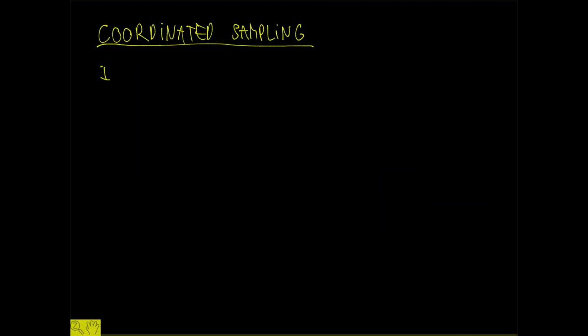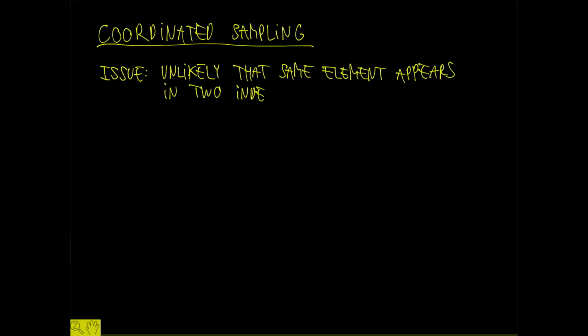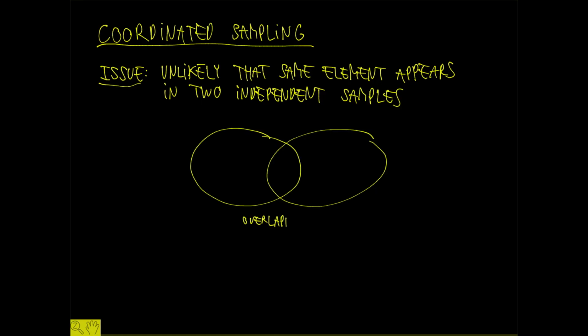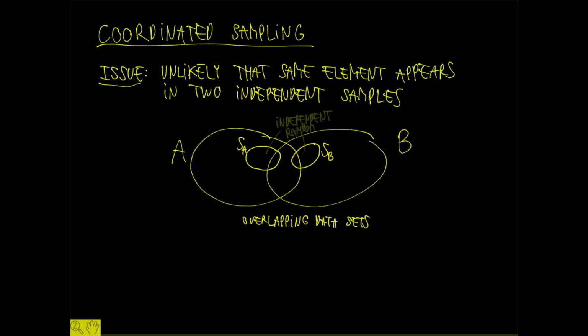Last time we looked at random independent samples. These are good for many things, but not for everything. One issue is that when we do two independent samples, it's unlikely that the same elements appear in both of them. Suppose, for example, that we sample from two overlapping sets, A and B. From A we sample a set SA, and from B we sample a set SB. Now, if the sampling probability is low enough, these independent random samples are unlikely to contain any elements from the intersection, or at least there will be very little information about A intersection B.